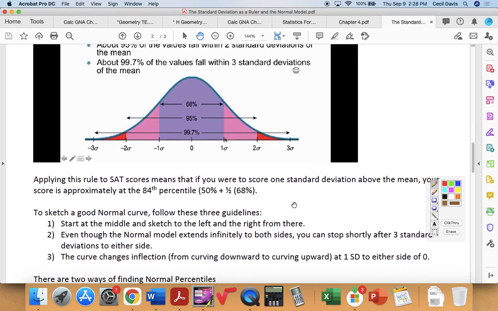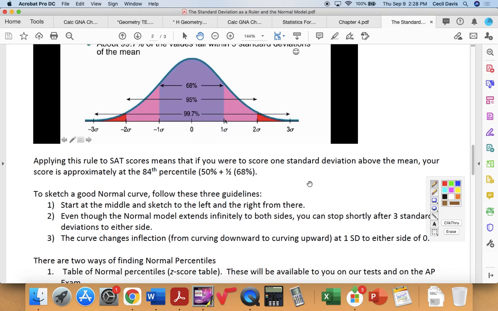So if we go back to the SAT, if you were to score 1 standard deviation above the mean, your score is at approximately the 84th percentile. You're like, where do you get 84 from? Well, 50% below the mean plus half of that 68% makes the 84th percentile.